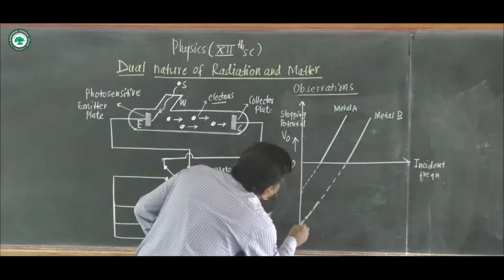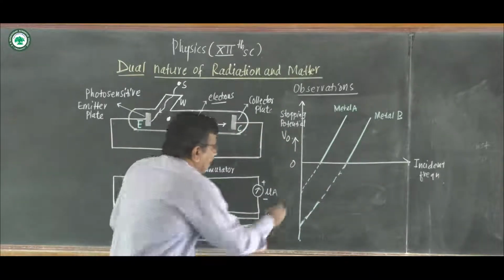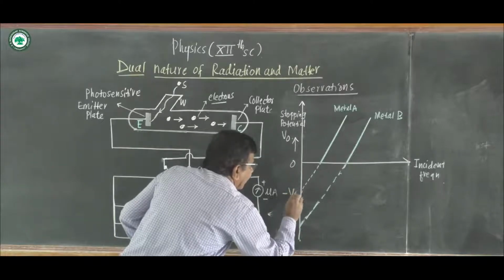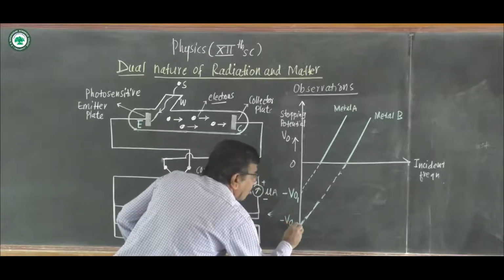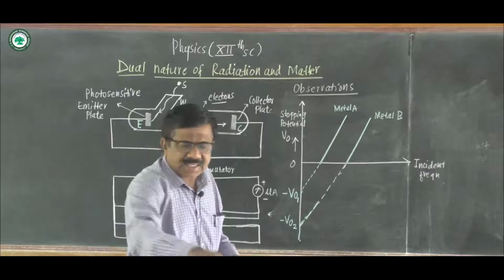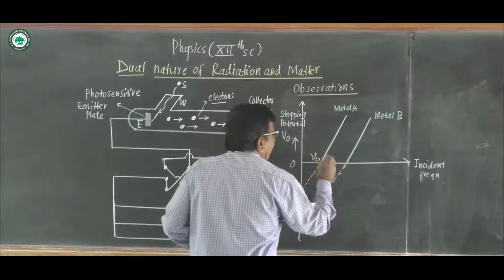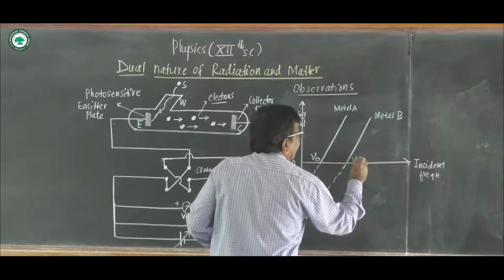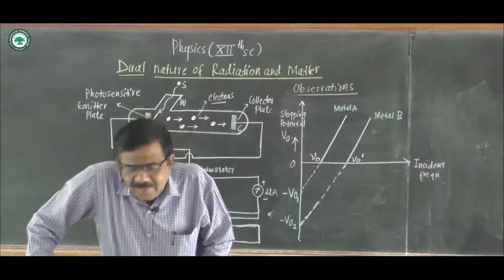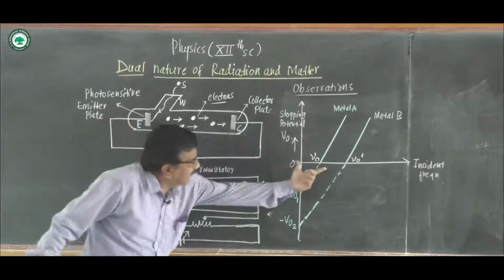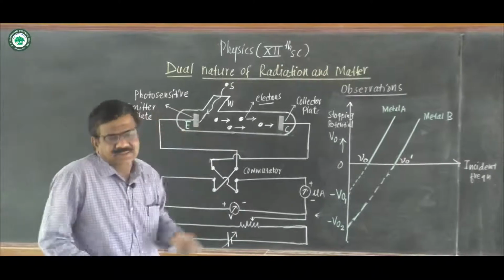If we plot the graphs, these are straight lines. See here, minus V01 is the stopping potential for metal 1, minus V02 the stopping potential for metal 2, and these are the threshold frequencies for the two metals, suppose nu 0 and nu 0 dash. This is the graph between frequency and stopping potential for two different metals, the emitters A and B.